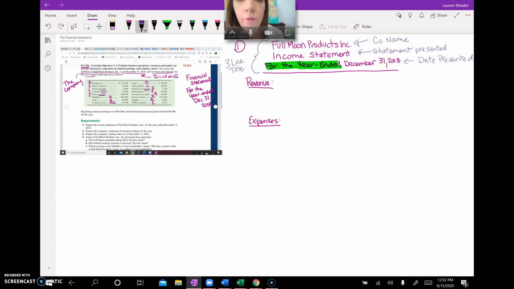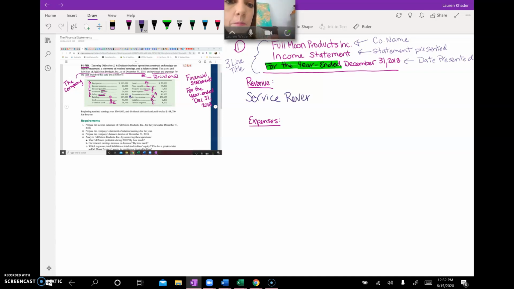The first information that goes into our income statement after our title is going to be revenue. So we're going to go over here and remember how we determined what was going to be where. And we're going to go and see if we had any revenue. Let's see. And yes, they had one revenue item, service revenue. So underneath revenue, we're just going to write service revenue.